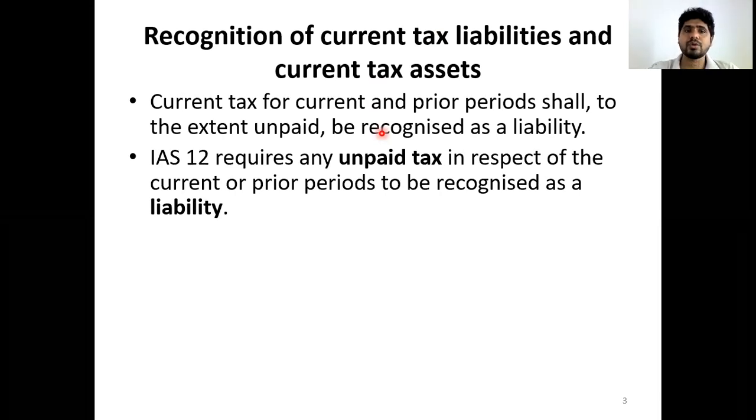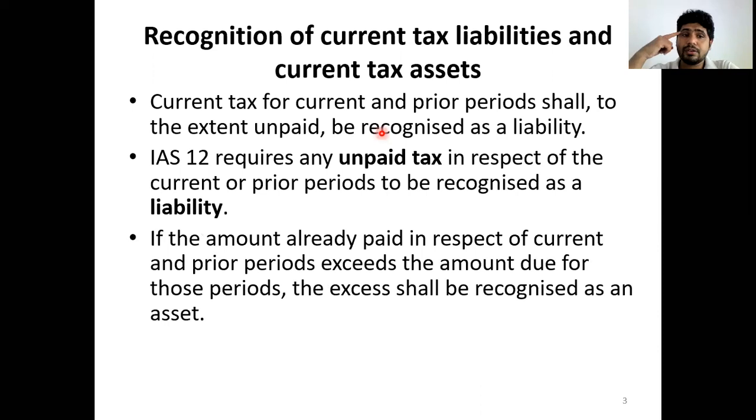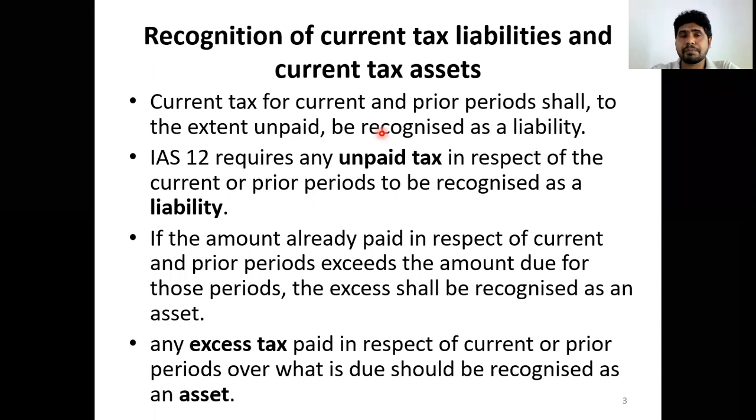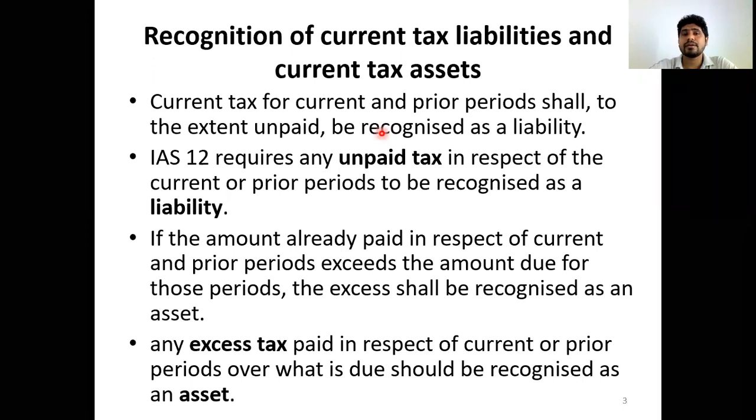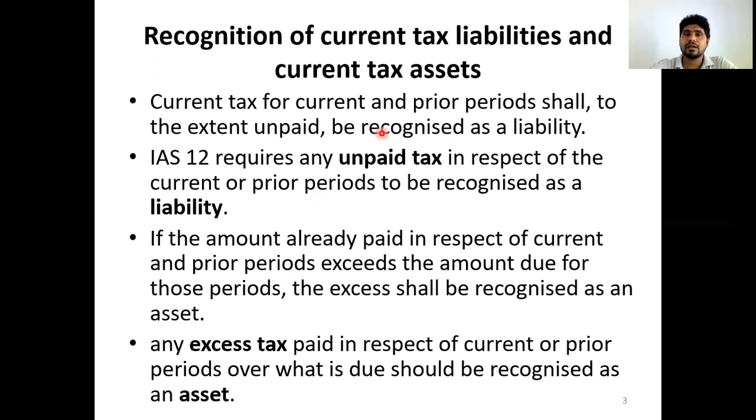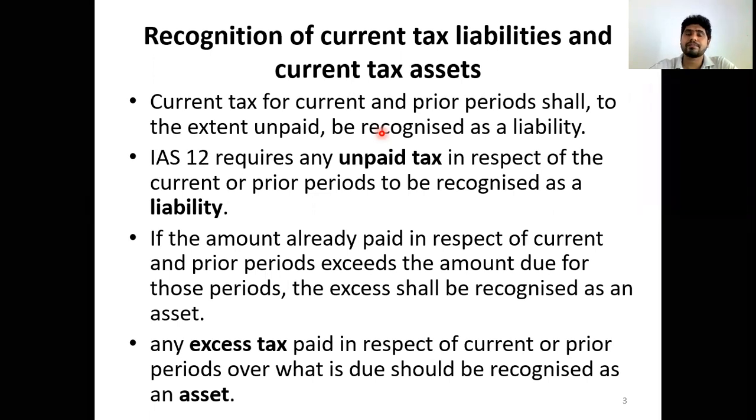LKAS or IAS 12 requires any unpaid tax in respect of the current or previous period to be recognized as a liability. And if the amount already paid in respect of current and previous periods exceeds the amount due for those periods, the excess shall be recognized as an asset, right? For example, the income tax payable is 30,000, but you have paid 50,000, then you have paid an additional amount to the government. So 20,000 we can recognize as a current asset.